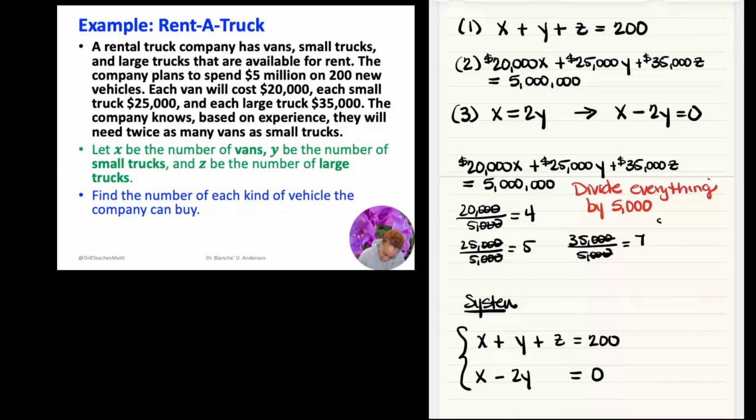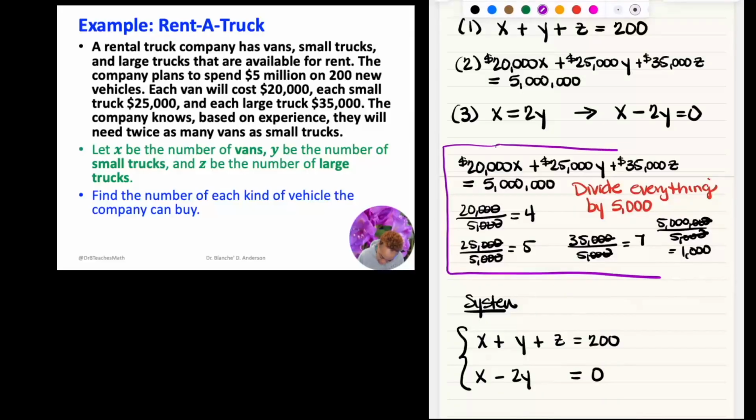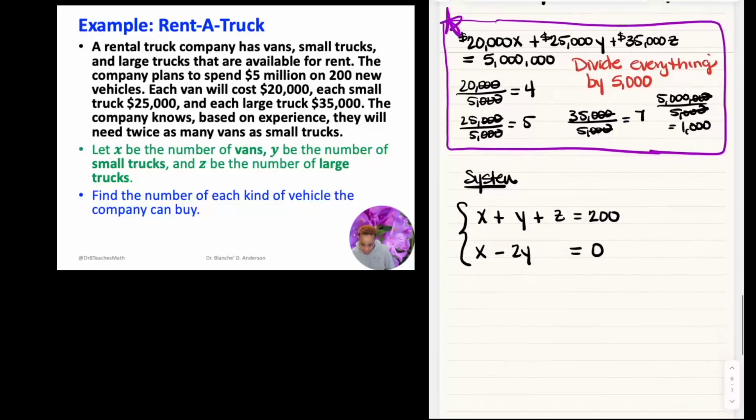And then, of course, you have your 5 million divided by 5,000. You only can take 3 zeros. So take 3. So you have 5,000 divided by 5, which is going to be 1,000. Okay, so that's kind of how it works when you have zeros. Zeros are great because they just make the math easier. So let me section that off. Okay, so now we have our smaller equations.